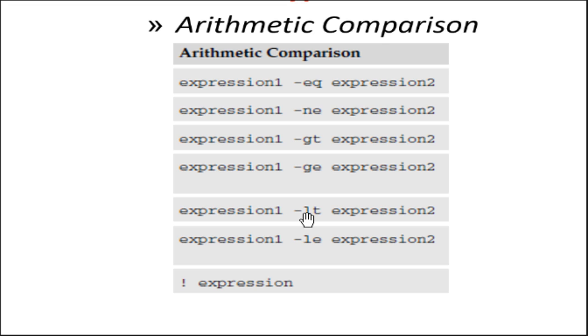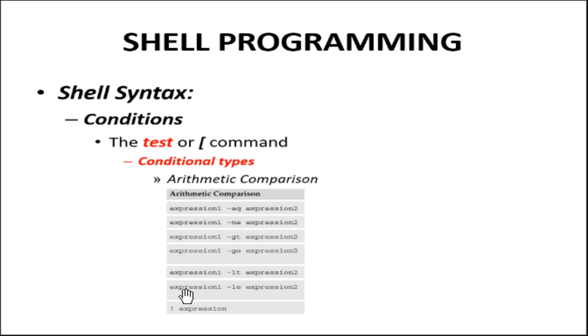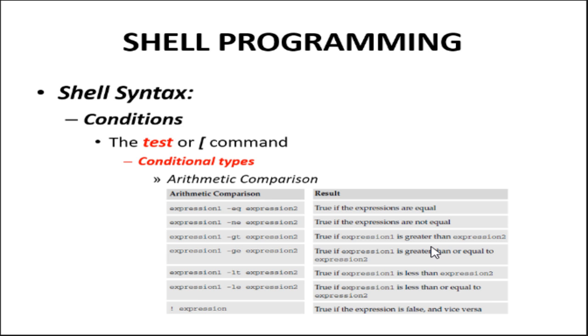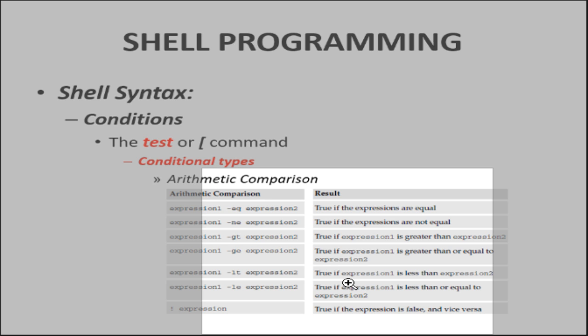Then if expression 1 is less than expression 2, it returns true. Then if expression 1 is less than or equal to expression 2, it returns true. And the last one, if the expression is false, then it returns true, and vice versa. So this is the description of the arithmetic comparison.